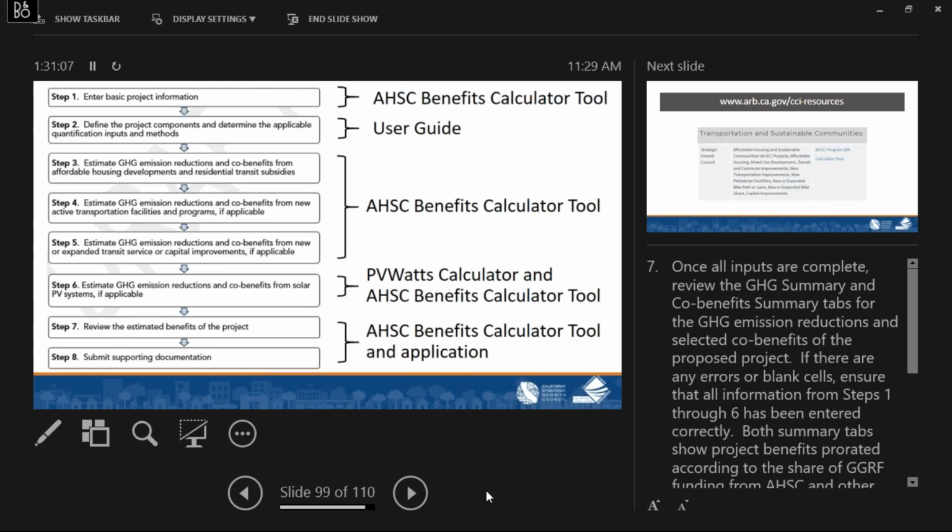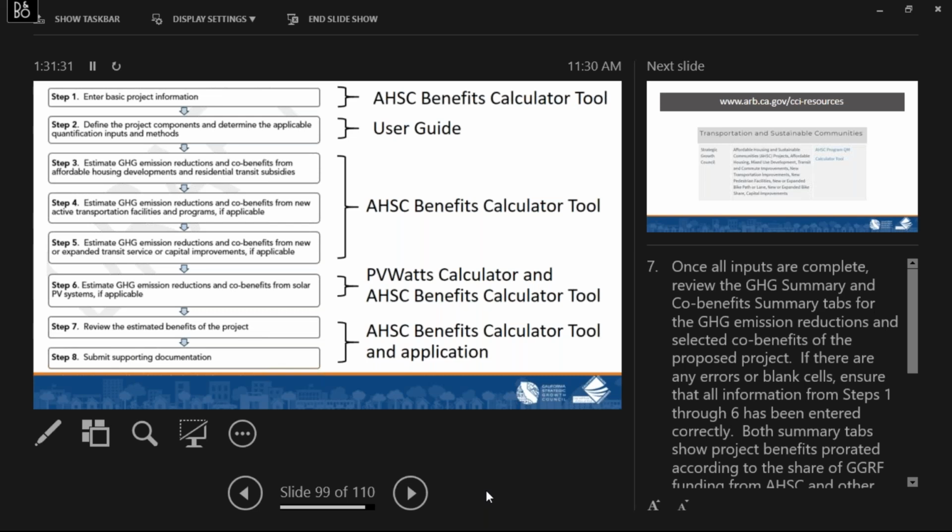Finally, the applicants should refer to the GHG summary and co-benefit summary tabs of the AHSC calculator tool to check that all of the summary information there is populated. Again, if there are errors or blank cells, that's a reminder to go back to steps 1 through 6 and make sure that all of the information has been entered correctly.